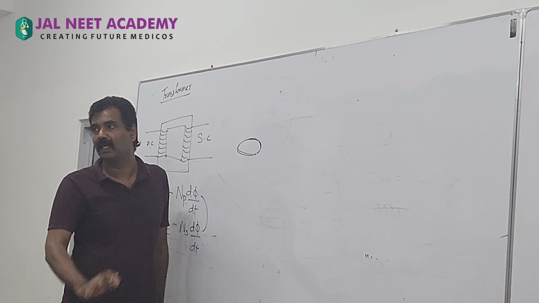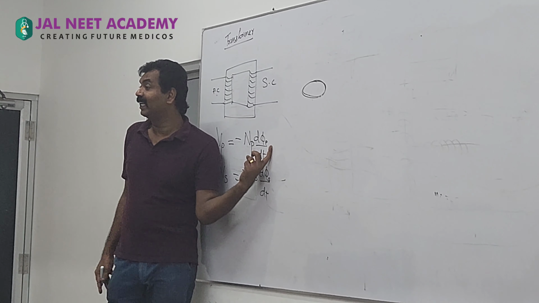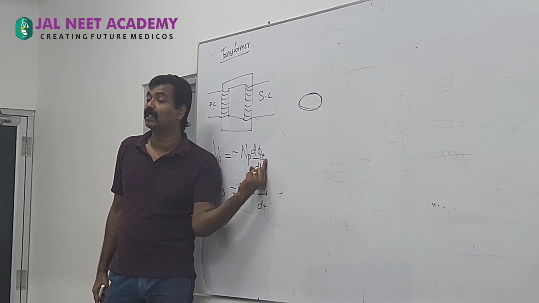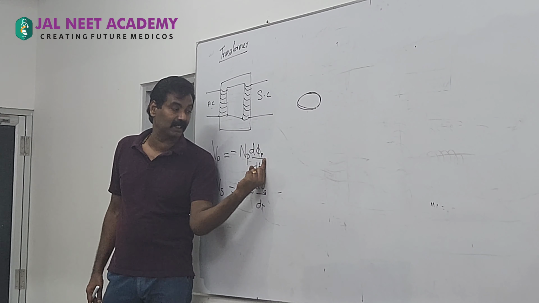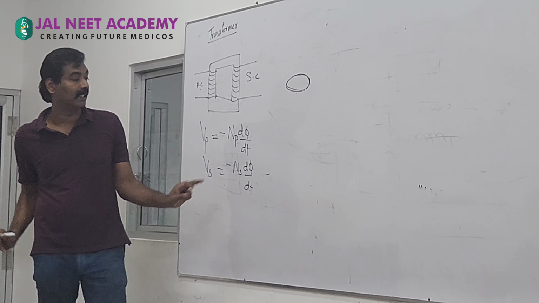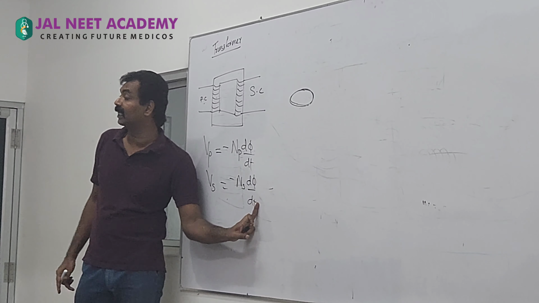At a higher level, these are phi P and phi S: the number of turns in the primary into d phi P by dt, where phi P is the flux in a single turn in the primary and phi S is the flux in a single turn in the secondary. In our syllabus we assume that the flux in a single turn in the primary is equal to the flux in a single turn in the secondary. So the only difference is the number of turns.